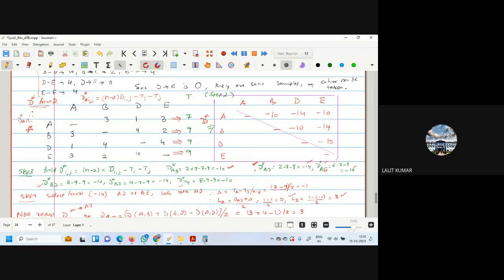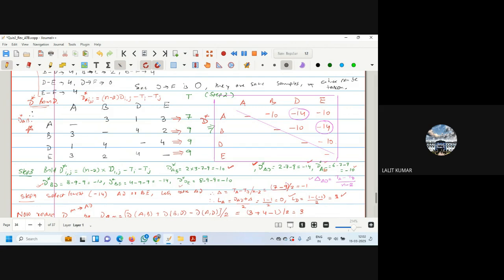Now the third step is that you have to select the lowest value from this. The lowest value is minus 14. So this is AD, or the lowest is BE. You can select either of them. I have selected AD in this case. And you have to find delta now. The delta formula is, for example, if I have to find delta AD, it is (TA minus TD) divided by (n minus 2). So delta will become (7 minus 9) divided by 2, which becomes minus 1.